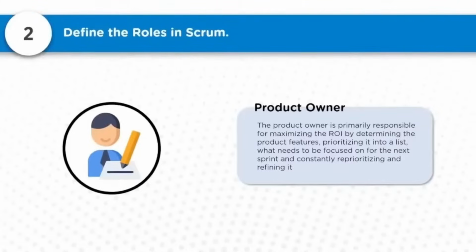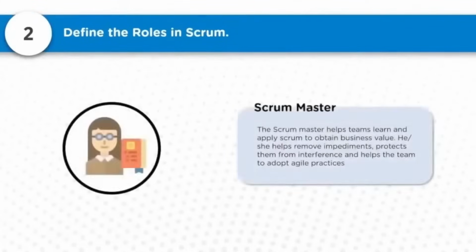The product owner owns this, and is primarily responsible to ensure this list of features is identified and prioritized as required. The next role is the Scrum Master, who helps teams learn and apply Scrum to obtain business value. The Scrum Master helps remove impediments. An impediment is anything which can stop things from flowing smoothly. The Scrum Master protects the team from interference and helps the team adopt Agile practices.